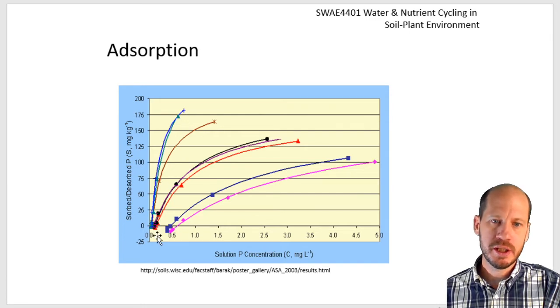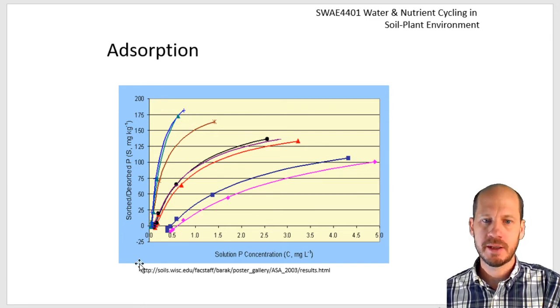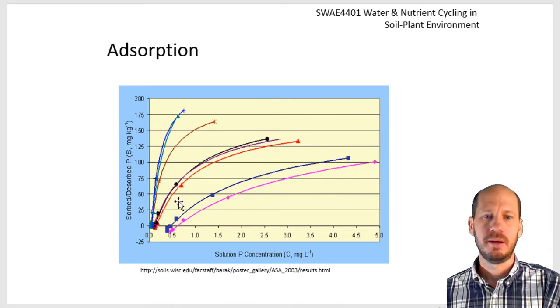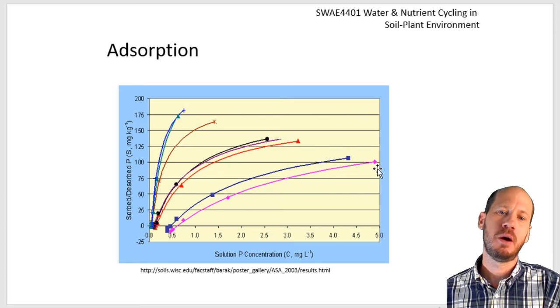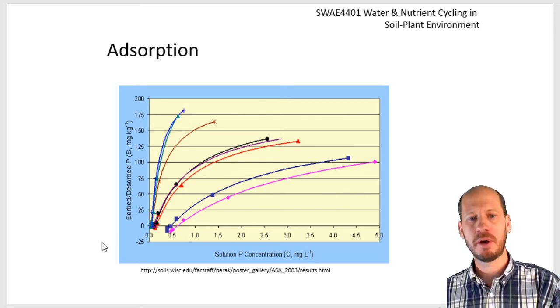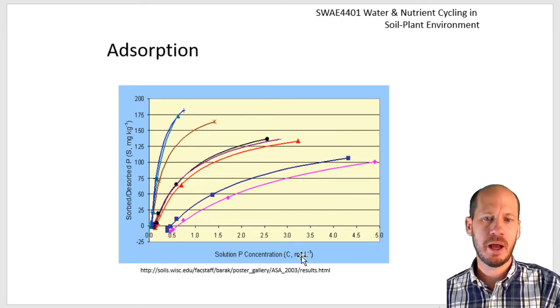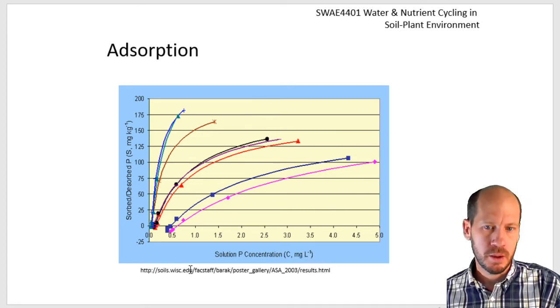The closer this curve is to the y-axis, the higher the affinity of the ion for the solid phase. The lower this curve is, the closer it is to the x-axis, the lower the affinity for the solid phase. So we are talking about how strongly, with how much energy, an ion interacts with the colloid in the soil.